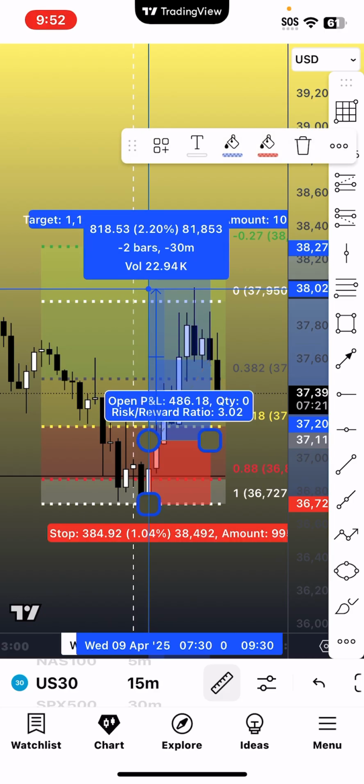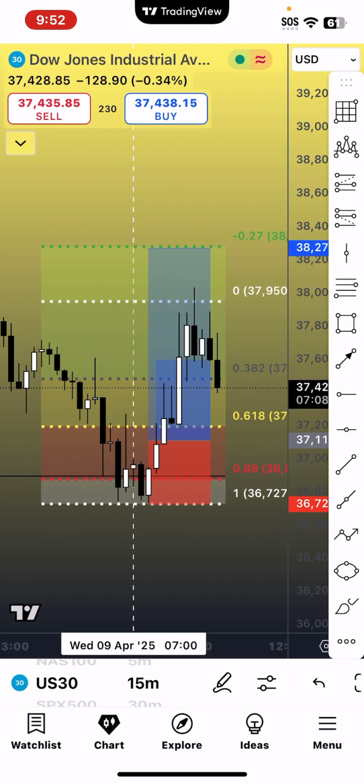About 818 pips. Y'all, that's a lot of money. That's a lot of money. That is a lot of money. You guys, I'm telling you, it don't even take that much. It don't even take that much with the right lot size. That can definitely change somebody's life because we trade indices.